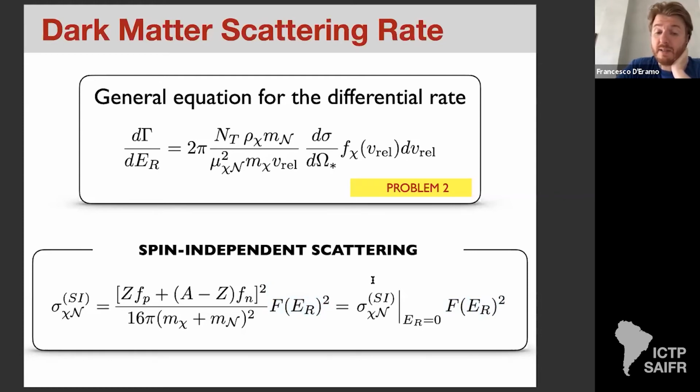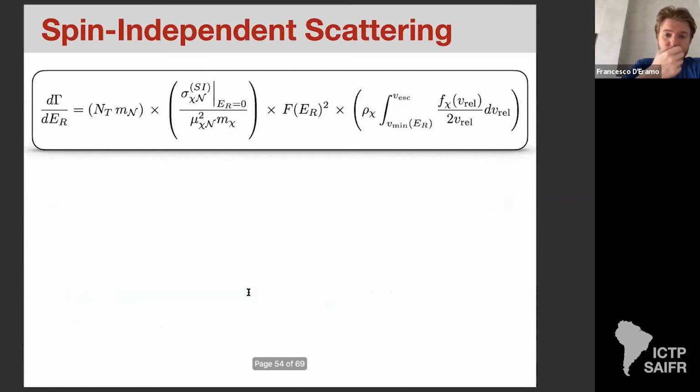So you can write, if you want, the full cross-section that you will put in this equation here. And it's, by the way, isotropic in the center of mass frame. So you can do another integration here. You can put this as the value at zero momentum transfer and then the form factor. And if you have a Lagrangian and a microscopic model, you can compute this f_p and f_n as a function of the couplings of your Lagrangian.